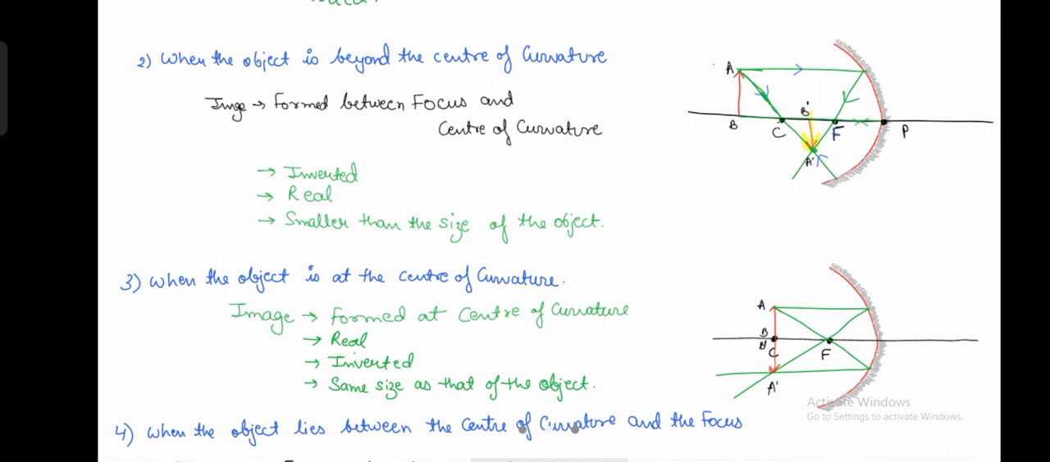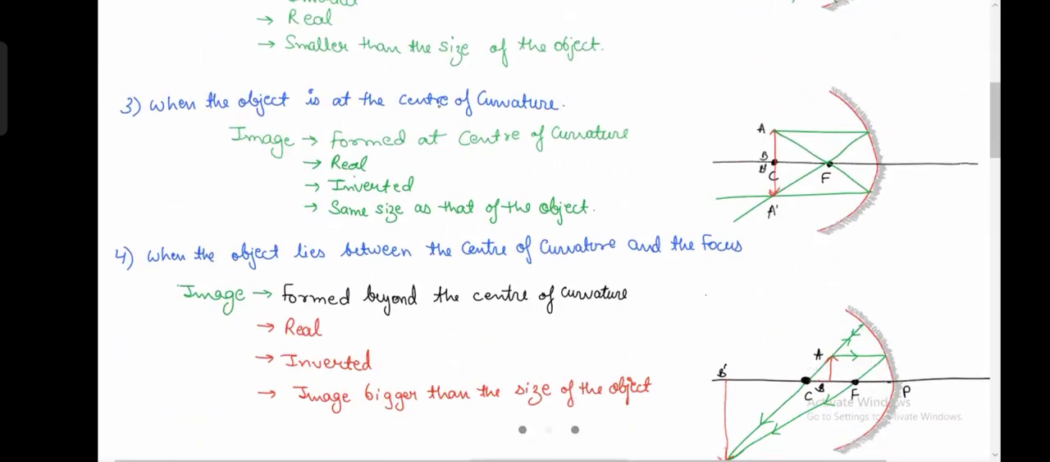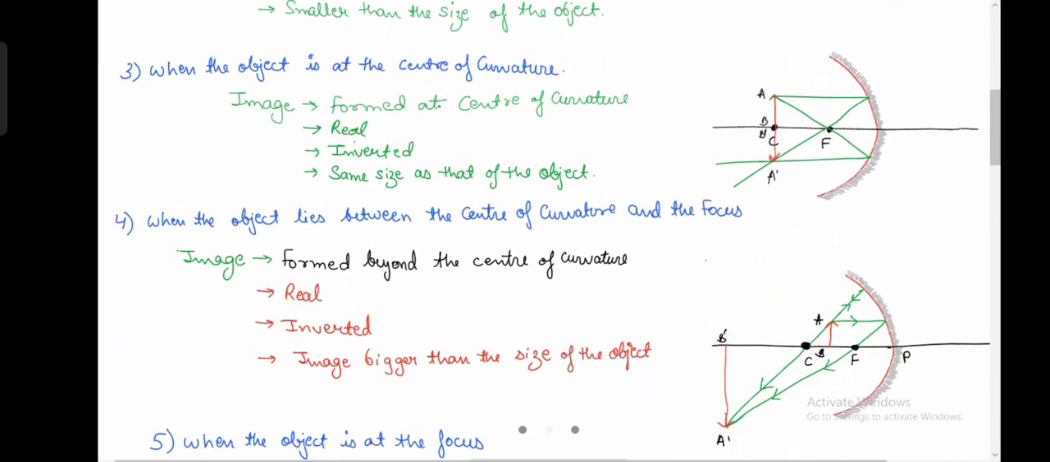Let's move to the next scenario, that is when the object is at the center of curvature. When the object is at the center of curvature, you will see that one ray, again I'm repeating this thing, which is parallel to the principal axis will be reflecting back and will be passing through the focus, and that's what is happening over here. What about the next ray? The next ray is passing through the focus and then it is reflecting back.